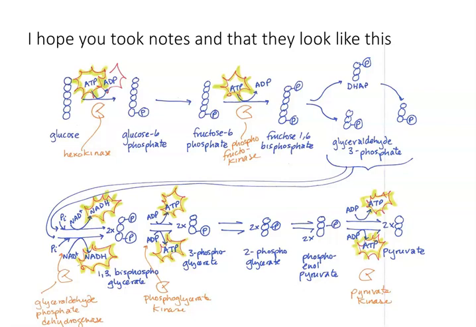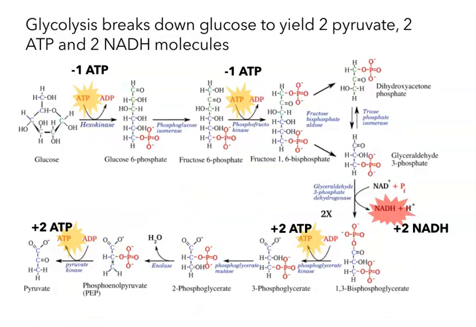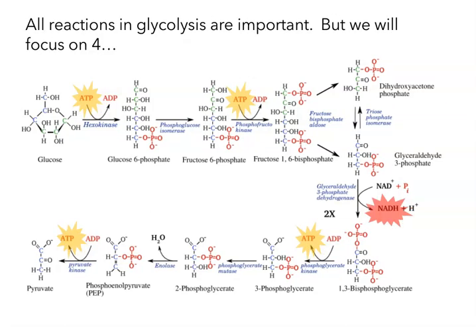Just as a reminder, in a cartoon like this, each one of the circles represents a carbon, so we're following the reaction by looking at where the carbon and the phosphates are. Here's a more standard way of looking at glycolysis in which the different intermediates are drawn out. And what I want you to notice is that glycolysis breaks down glucose to yield 2 pyruvate, 2 ATP molecules, and 2 NADH molecules.